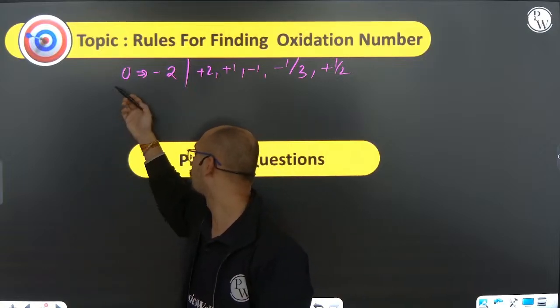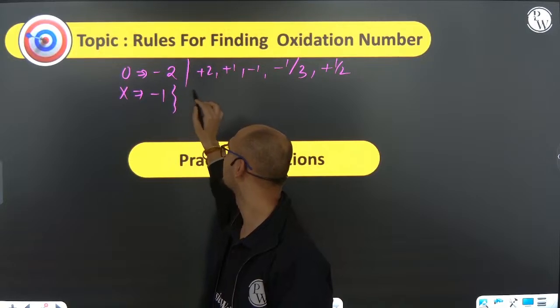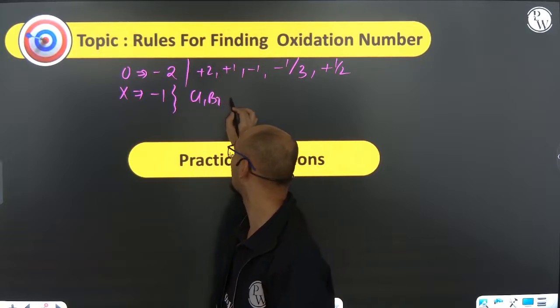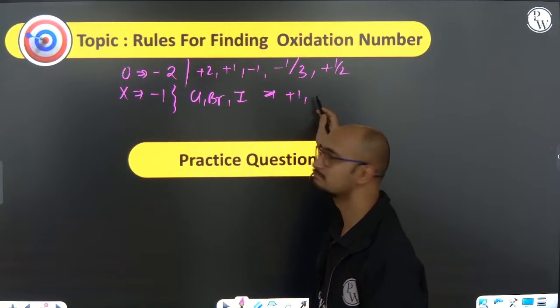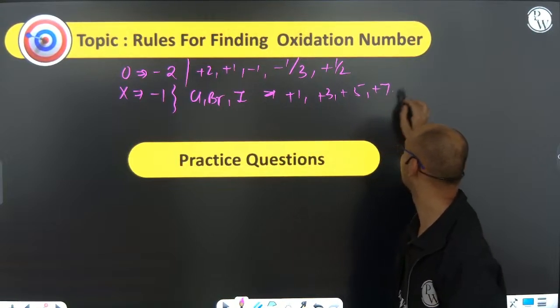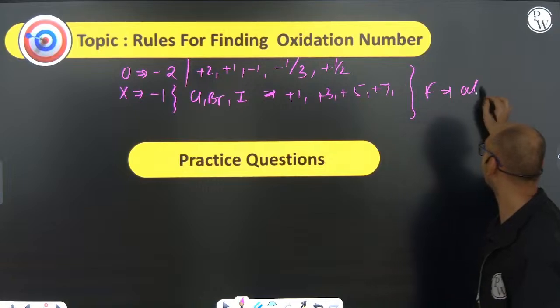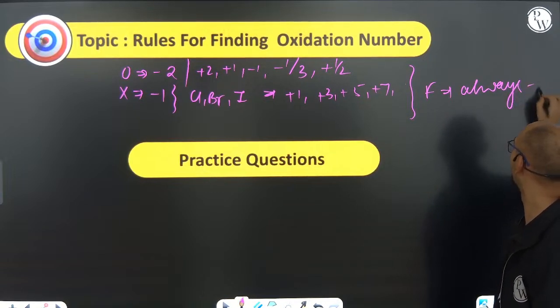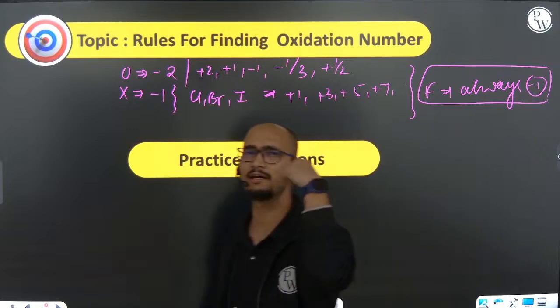Chlorine, or you can say halogens. Halogens generally show -1, that is chlorine, bromine and iodine generally show -1, but they can also show +1, +3, +5, +7. These things it can also show, but fluorine is always -1. Why is it so? Because fluorine is the most electronegative element in the periodic table.